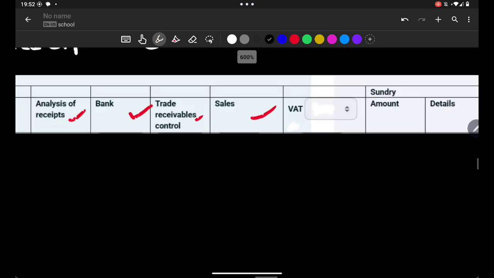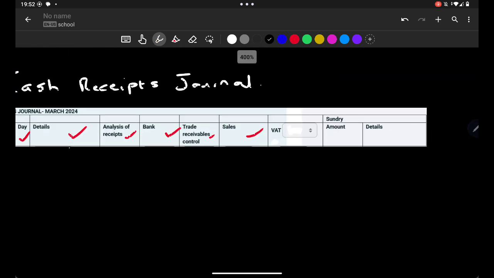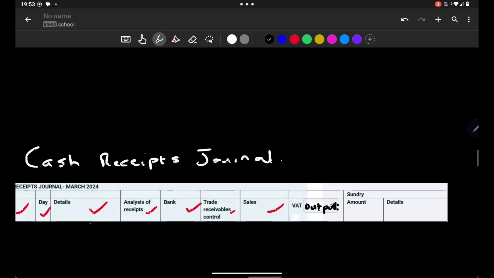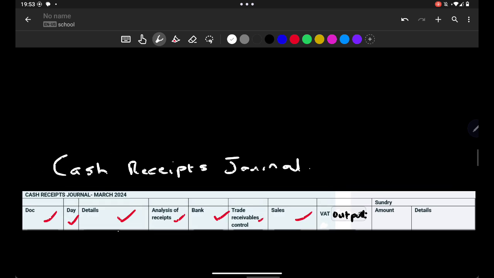Each time you sell something, it will be VAT output. Every time you buy something, it is VAT input. So think of it as a process, right? And I covered this in the previous video on VAT.